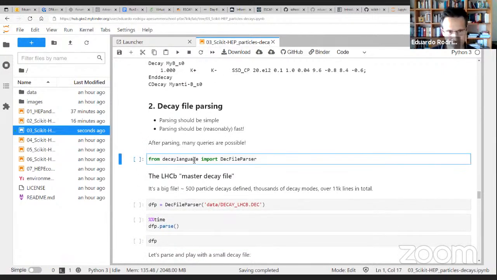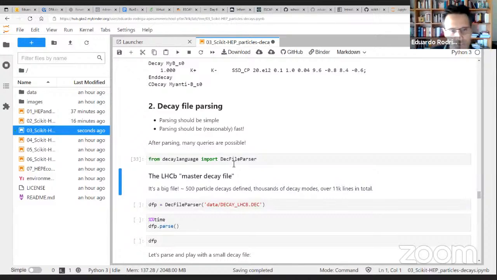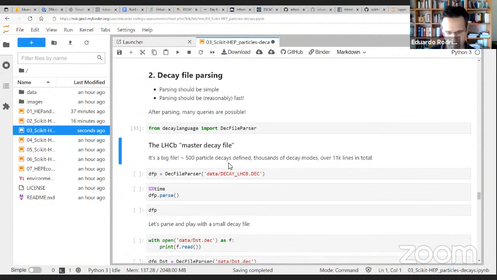So let's try and play with that. We have a little class called DecFileParser, speaks for itself, and let's do it. As I mentioned, every big experiment has the master one where you really define your universe of possible decays. So this is ours, and to give you an idea, about 500 particle decays are defined with thousands of decay modes. If you go via all the routes possible, you have I think tens of thousands of them, and it's a big file. It's 11,000 lines. So let's go and parse it.